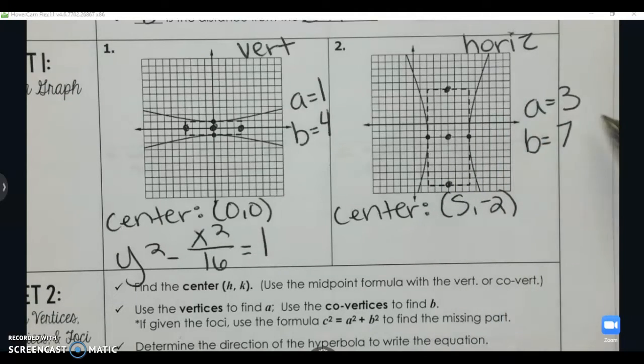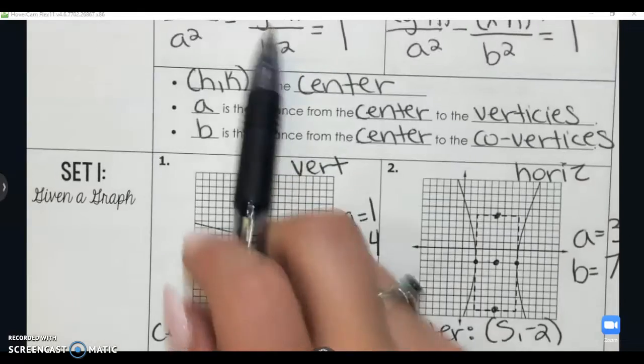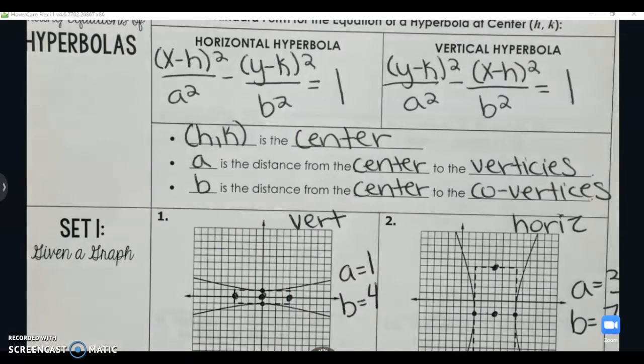So I know it's horizontal, I know a and b, I know my center, so I'm going to plug that into my horizontal equation.